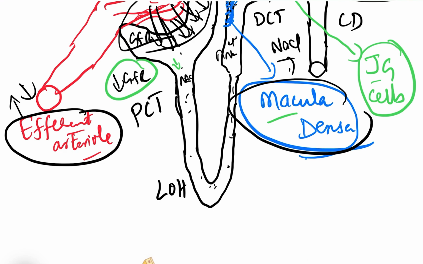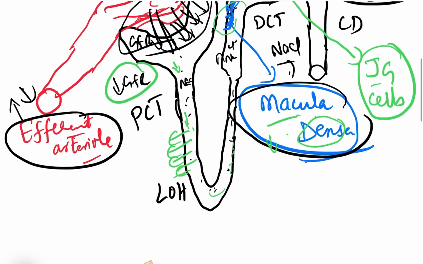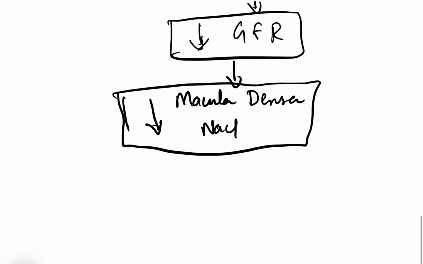It will slow the flow rate of the fluid in this tubule, and because of this decrease in flow rate, it will cause increased reabsorption of the sodium and chloride which is delivered to the ascending limb of the loop of Henle and ultimately to the DCT. So when there is a decrease in the sodium chloride level, which is sensed by the macula densa, it will send a signal to the afferent arteriole.